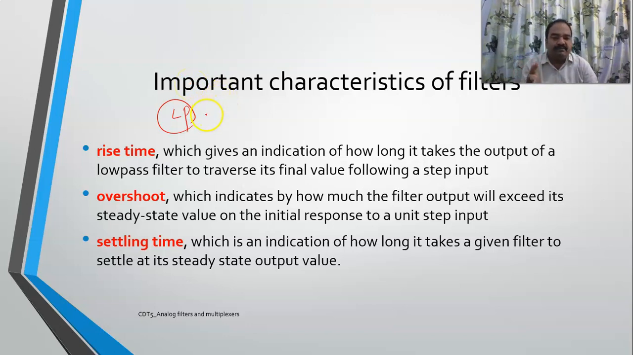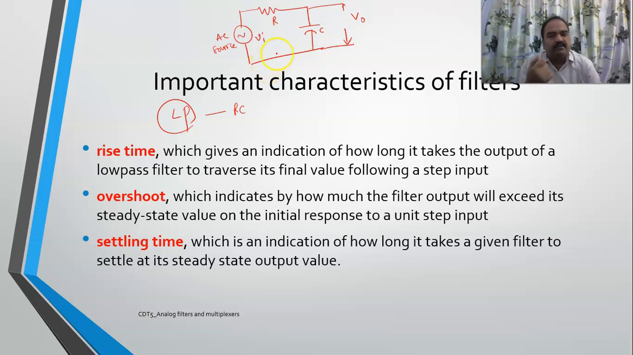A simple LP filter is an RC circuit. I'll give you the best example. Let us suppose I have an AC frequency source. I take a resistor and a capacitor, and this is my output, and this is my input. Now if you carefully see, the impedance offered by this one is R, whereas the impedance offered by this one is 1 by omega C, isn't it?